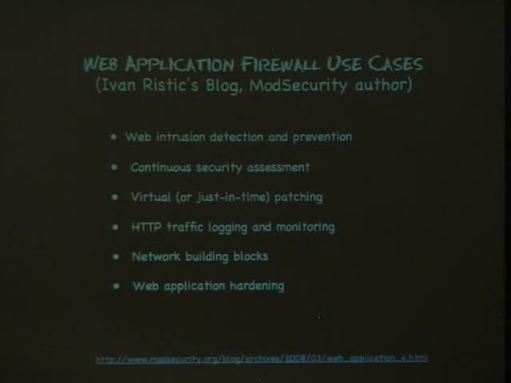Just the detection piece is huge, because you'll find that everyone says they know what's going on at layer 7, but they really don't know because no one's actually looked at it. It flies right through your perimeter defenses. It flies right through your network firewall. And no one's taken the time to look at how the users are using the site or what the layer 7 traffic looks like. So, a continuous security assessment, because the web app firewall is on 24/7.